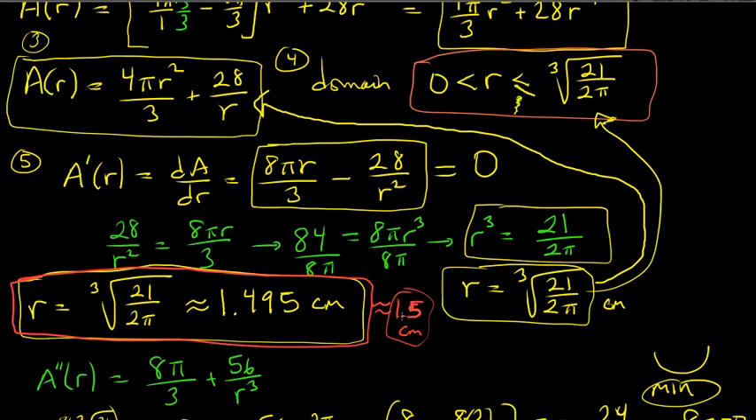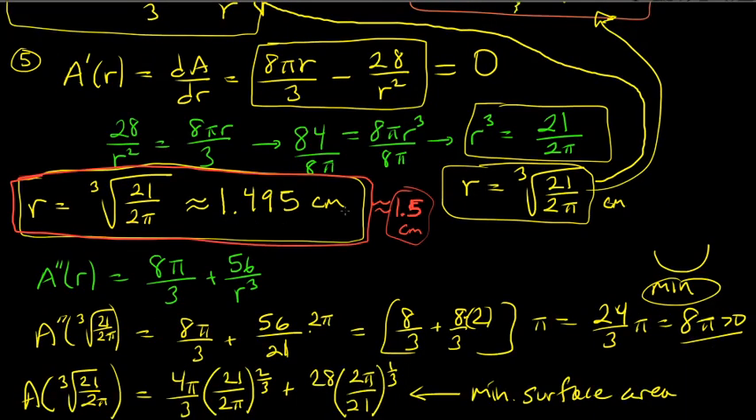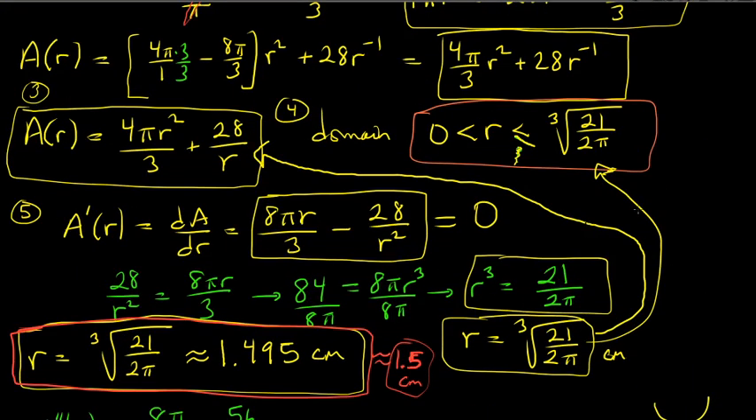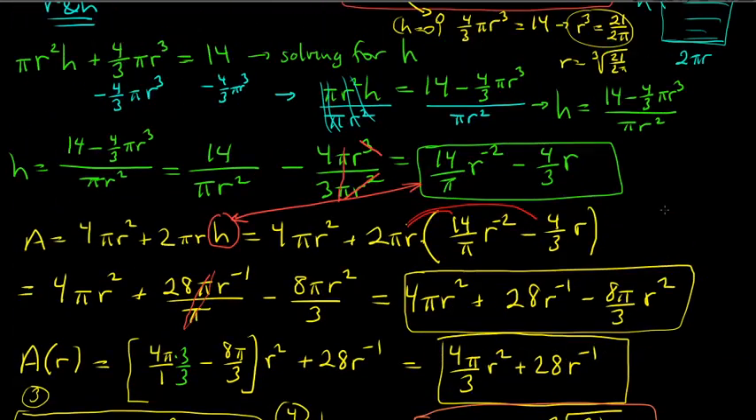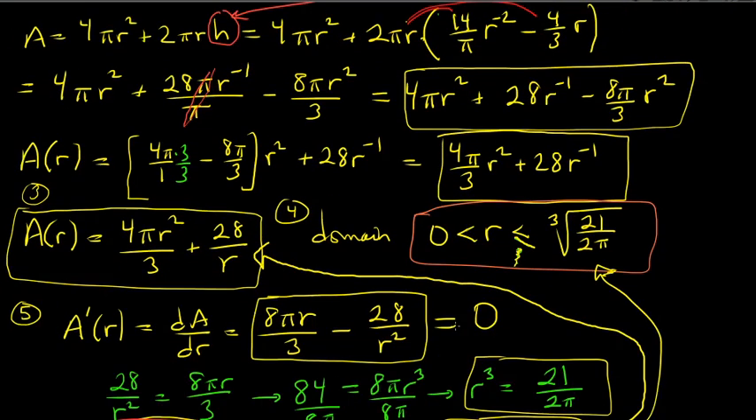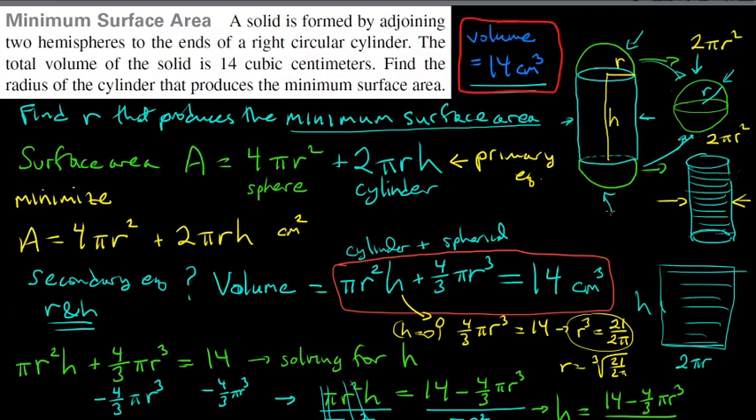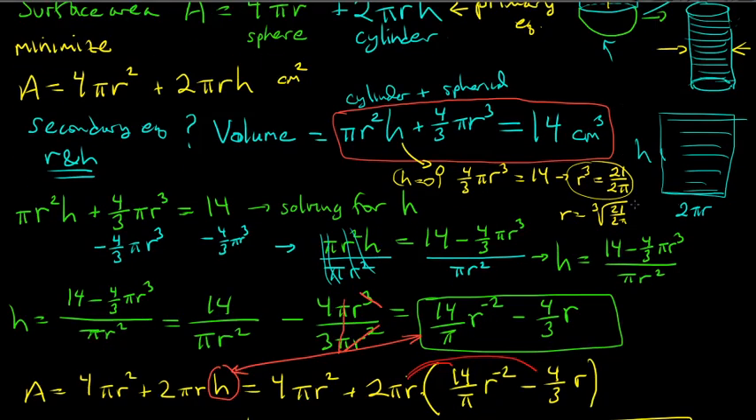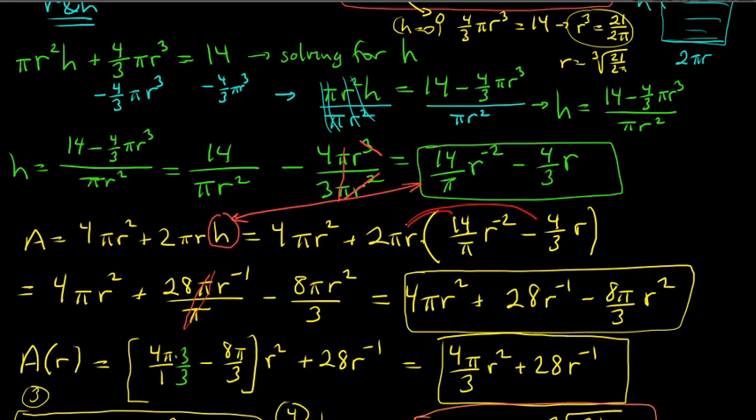1.5, right? But more precisely, 1.495 centimeters. Right. So what's really going on here? The idea is that when r is this number, h was 0. So what is the minimum surface area? The minimum surface area occurs when you just have a sphere.